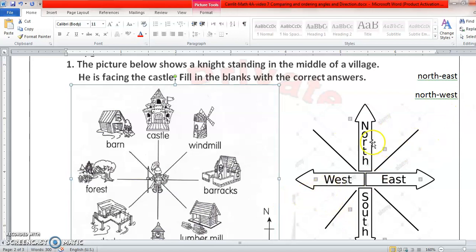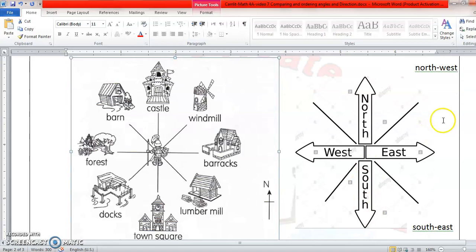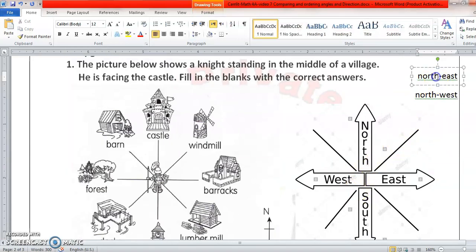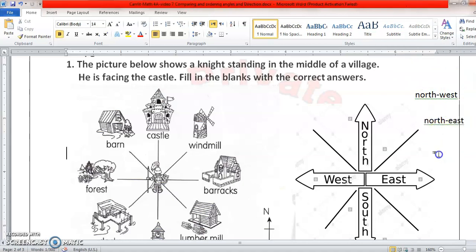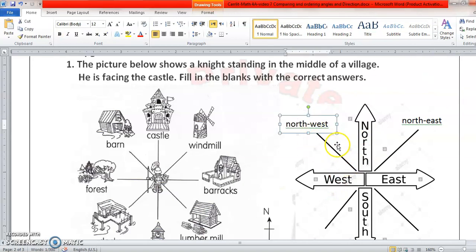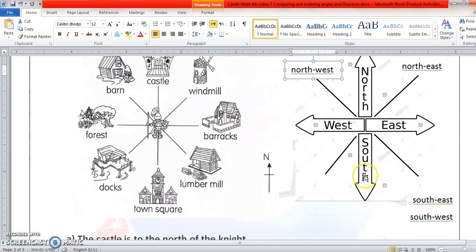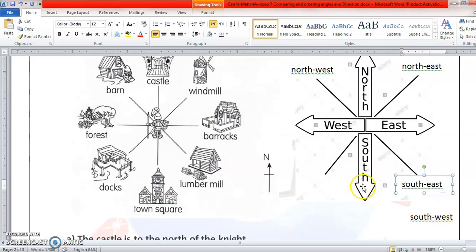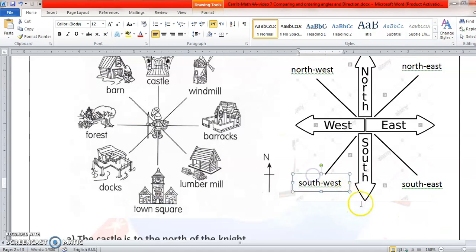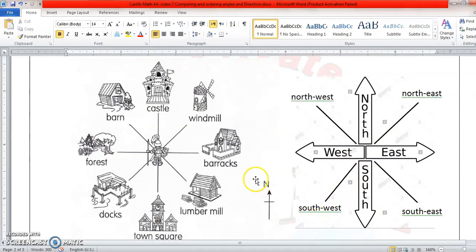Okay, so let's answer first here. This is the north. Remember, this is the north, east, west, and south. This line, this is what we call northeast. This line, between north and west, we call it northwest. And between east and south, we call this southeast. And between south and west, we call it southwest. Okay. So remember these things.